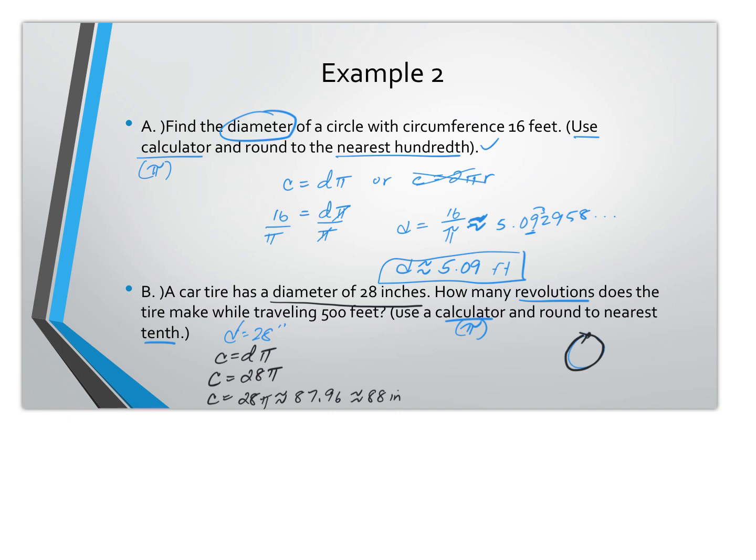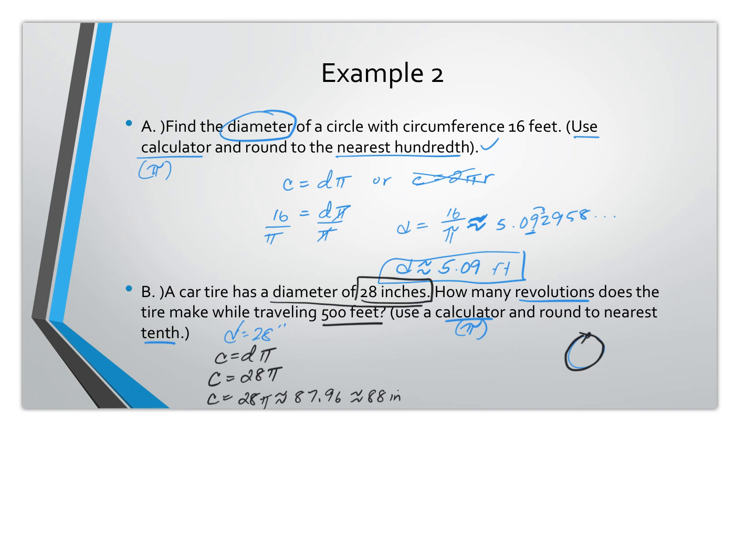However, I could work with this rounded figure, or I could just wait and round at the very, very end. So what I could do is I could say, okay, if I'm traveling 500 feet, right, notice that my diameter is in inches.